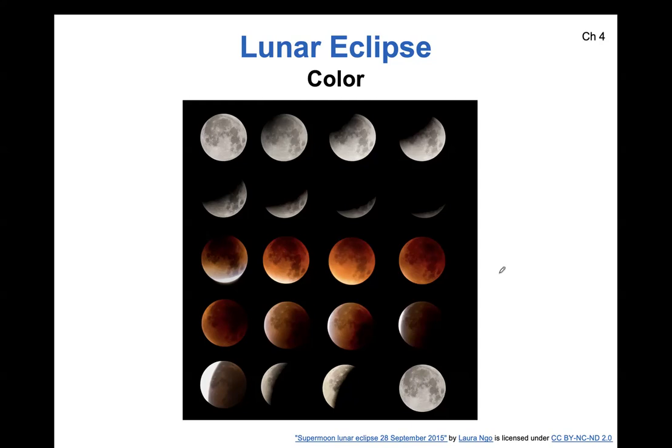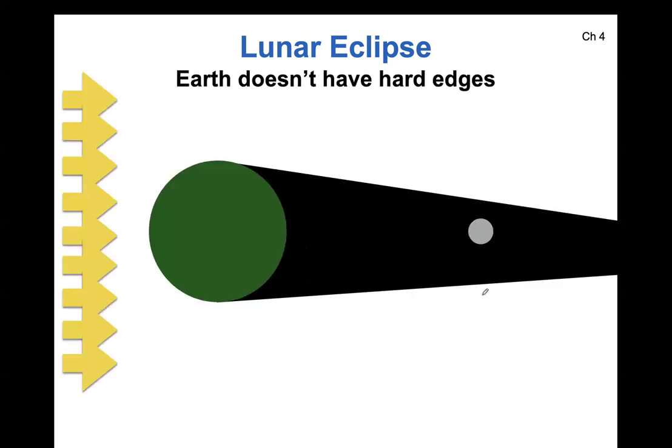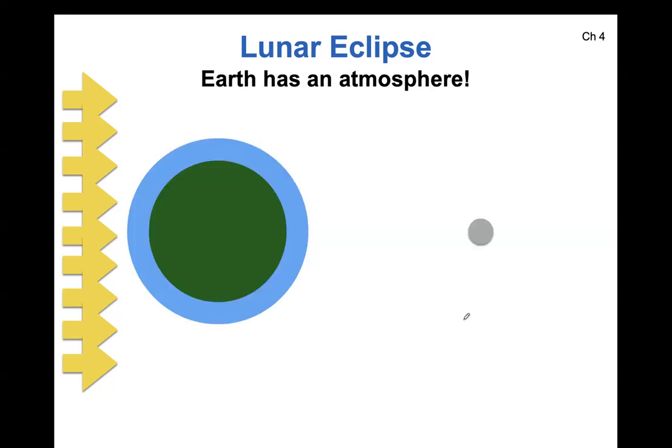And I'll show you a picture. In fact, right here. So let's do one last thing. I know we just got 3 minutes. We'll wrap it up. Okay, so here we have the lunar eclipse. And it says Earth doesn't have hard edges. What the heck does that mean? It means it has an atmosphere, not shown to scale here.